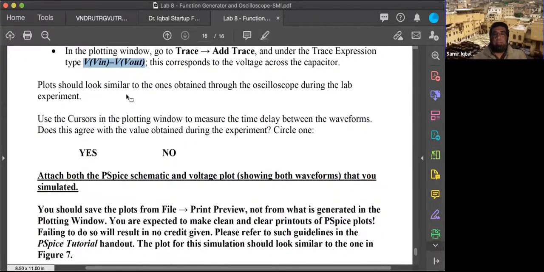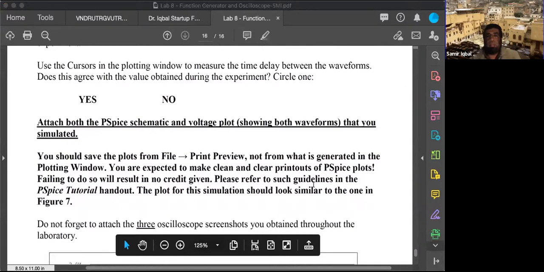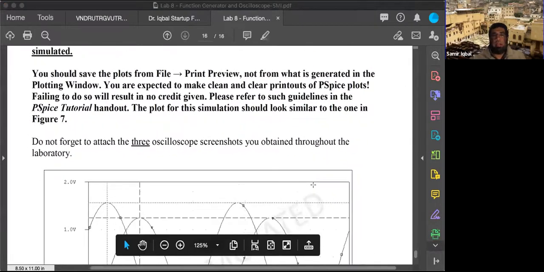Now, again, we haven't done this, so we will not do this. Just remember this. I'll be posting the whole lab as it is, but you have to remember that this is a part we haven't done, so we cannot do that. But you have to put the schematics, what you get from PSpice, in your report, and you know how to save that.